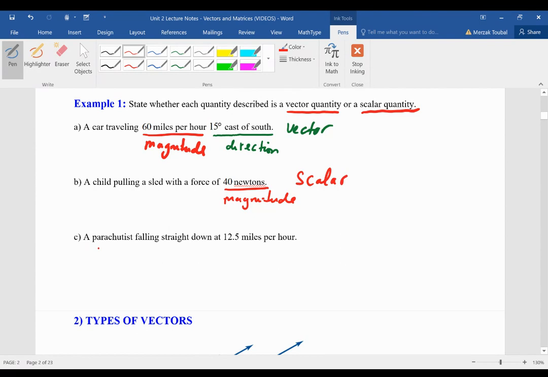Example C, a parachutist falling straight down. That's direction. At 12.5 miles per hour. That's magnitude.